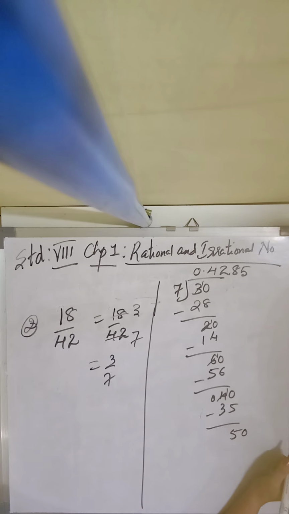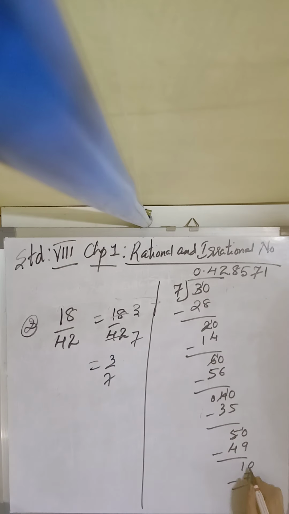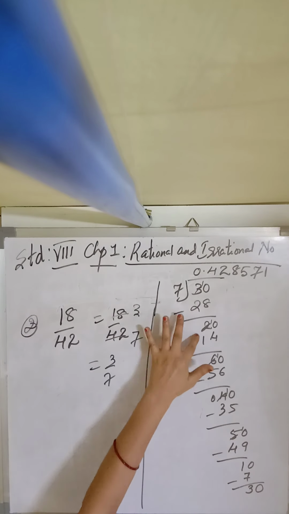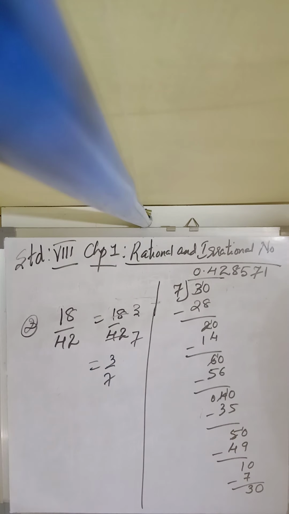Now 7 5s are 35, 7 6s are 42, 7 7s are 49, so 7 7s are 49, that will be 1 0. Then 7 1s are 7, that is 3. Now see, children, we got 3, so I can put 0. So you can see that now we are again at 30. That means if we continue, we will get again 20, again 60, again 40, again 50. That means 428571. Yes, children, 428571.